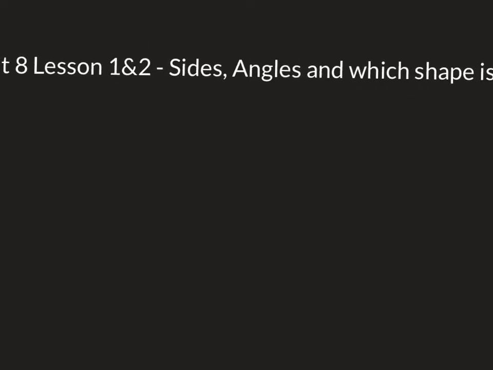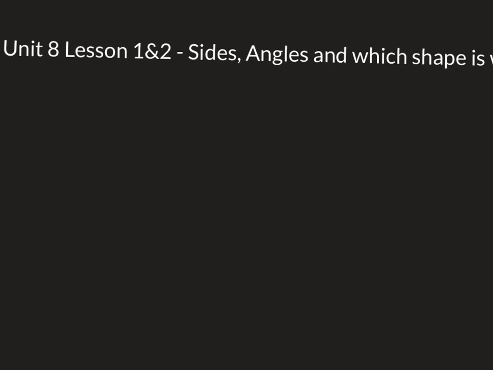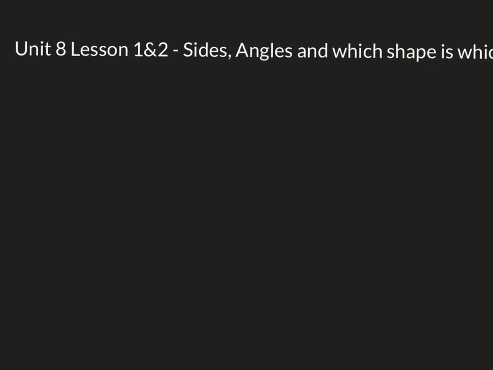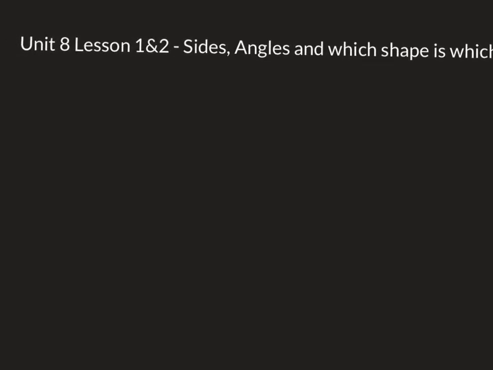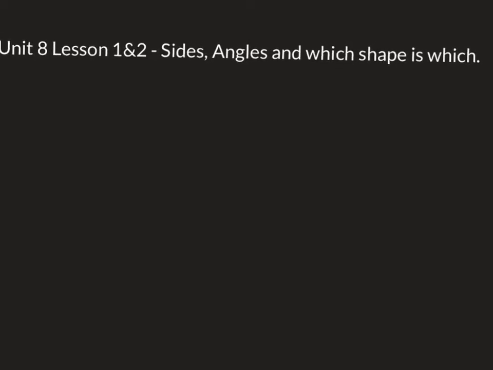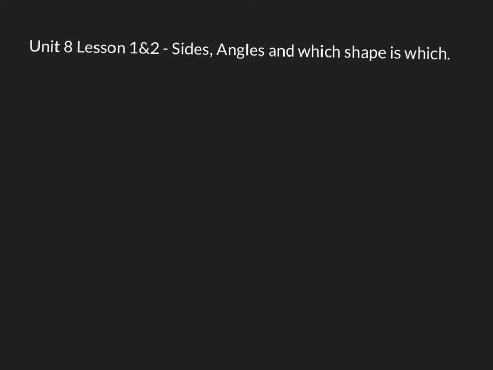So yesterday we started off with Unit 8, which kicks off our geometry unit. We talked about sides and angles yesterday, how to identify them, and what they are. Today we're going to be talking about how we can use the amount of sides and angles in a shape to tell what kind of shape it is. Before we do that though, we have to review what is a side and what is an angle.